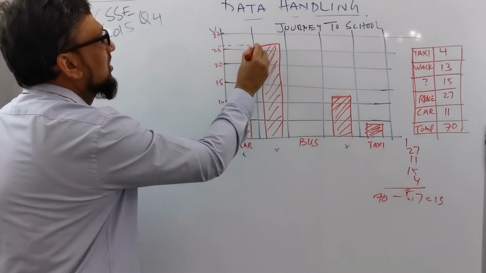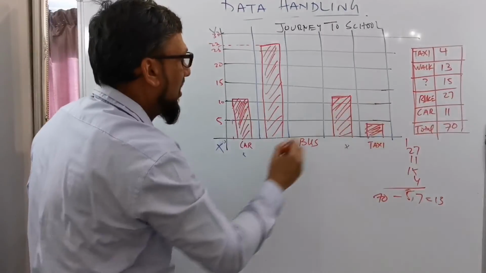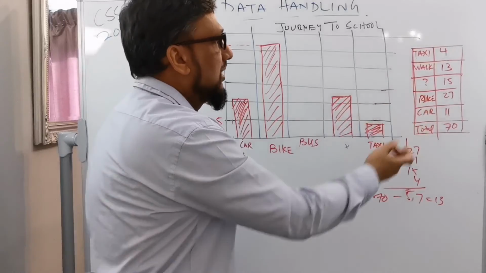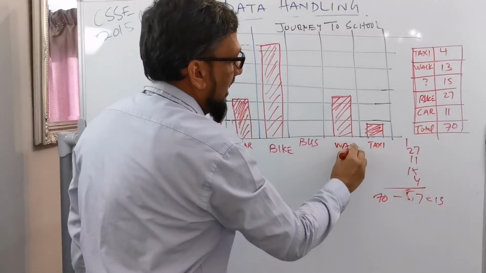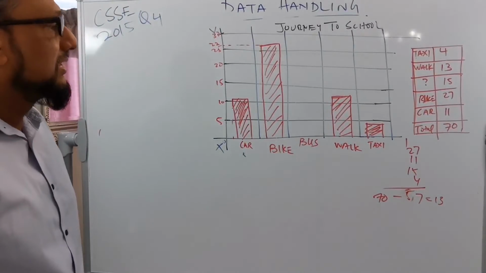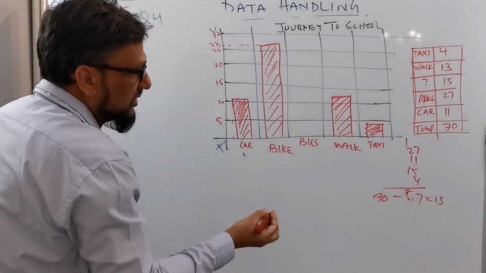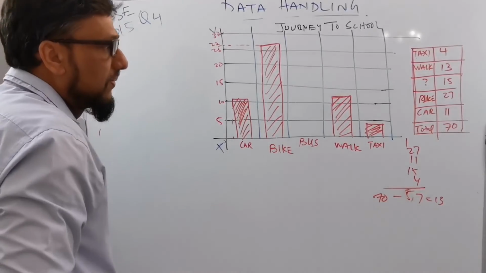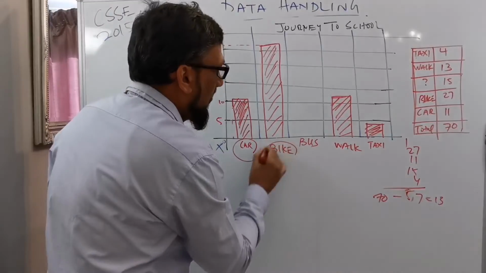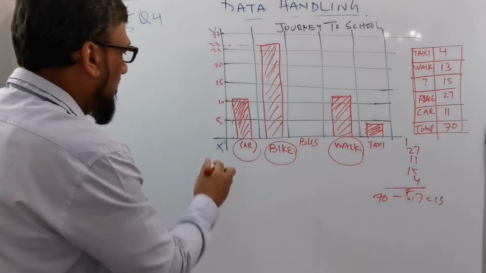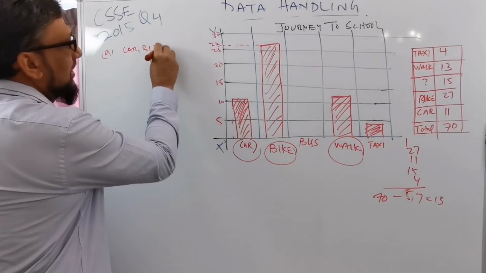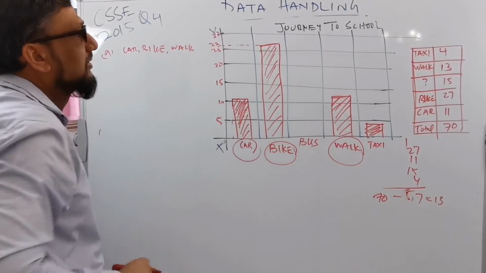So look here, this is 27. So 27 means how many going? This is the label for bike. And the remaining, you know, is walk, and the walk is 13. So look here, 10, 12 and 13. So you found the answer for the first question. Write down the 3 missing labels: car, bike and walk. This is the answer for A.